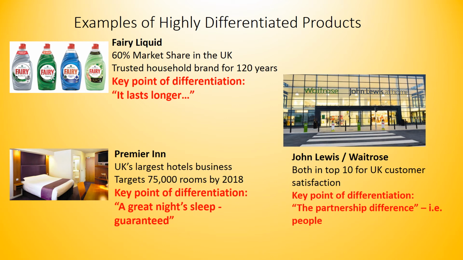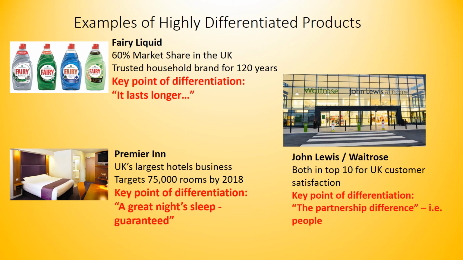So a couple of examples here. You might find it easier once we've got these examples. Fairy Liquid has a 60% market share in the UK. So more than half of all washing up liquid is Fairy. And why? Because it is a trusted household brand. It's been around for 120 years. And their key point of differentiation is that it lasts longer. They have various types out, but ultimately they're trying to say to you, you only need to use a little bit. So our product is able to last longer than the competition. We are a better deal.